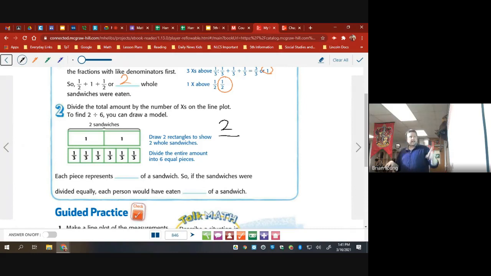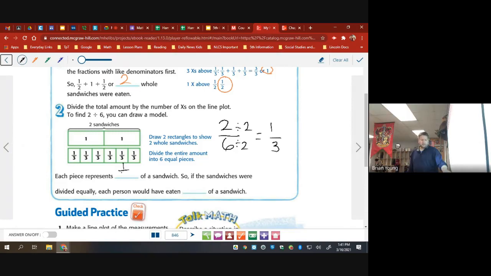Six, right? So we're going to take that whole number 2, divide it by 6. Isn't that 2 divided by 6? Yeah. So that's a fraction, right? 2/6. So can we simplify that now? Divide both of these by what? 2 divided by 2 equals what? 1/3. So that's where they get this 1/3 right here.